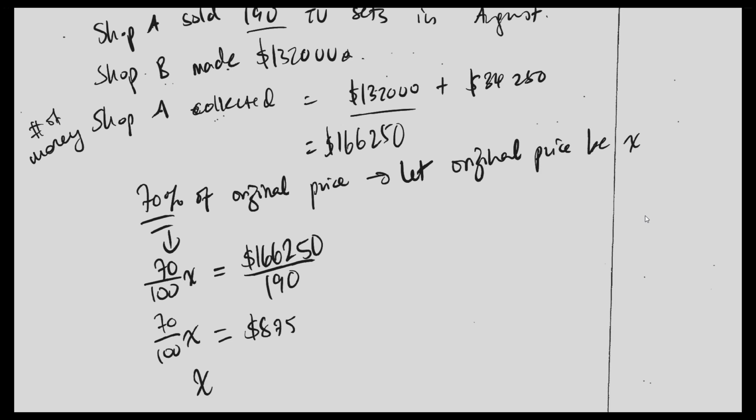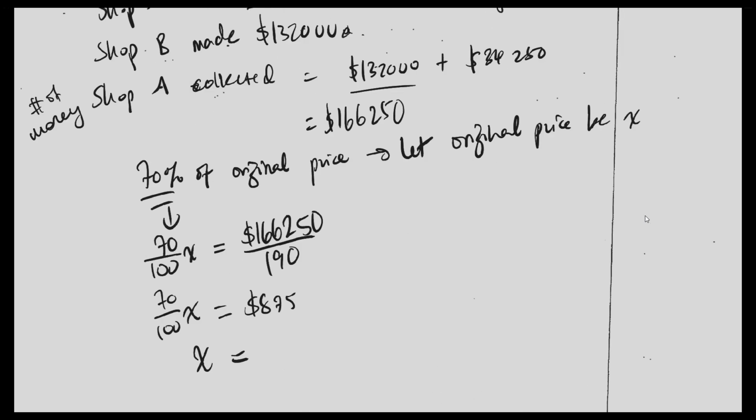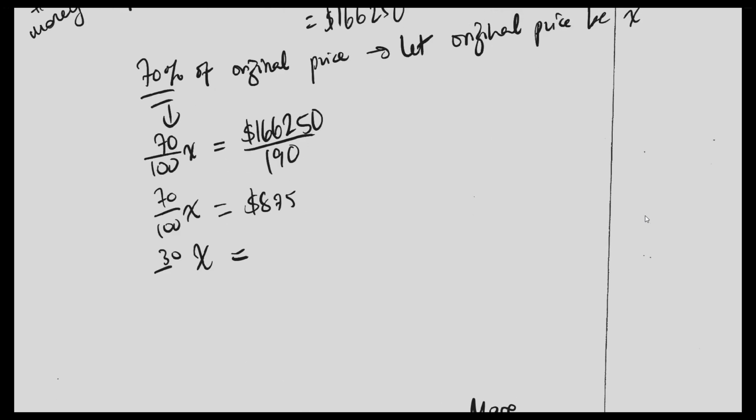And hence we can find X. Oh no, you want to find the discount, right? So the discount is 30 over 100x. So you just take 875 divided by 100 times. Actually, it is better if you find X first, right?